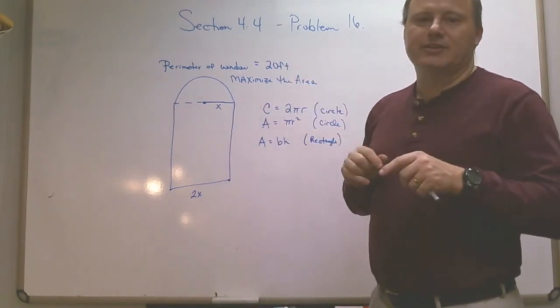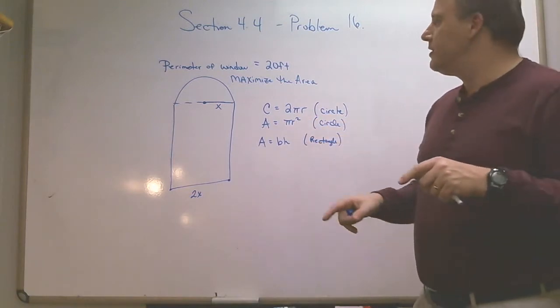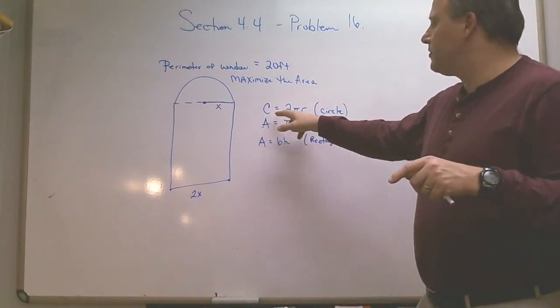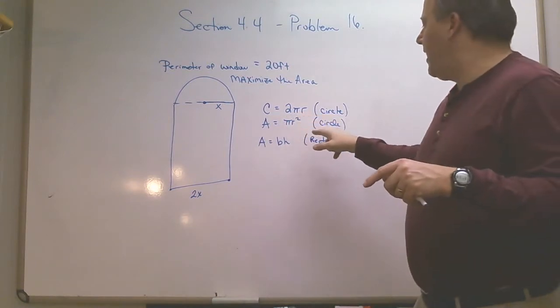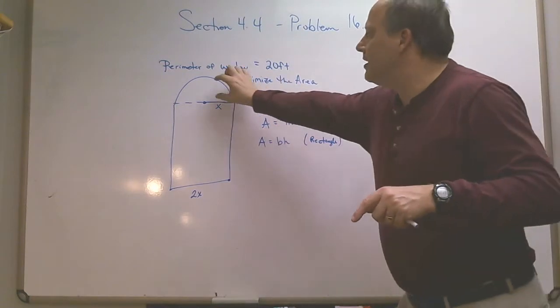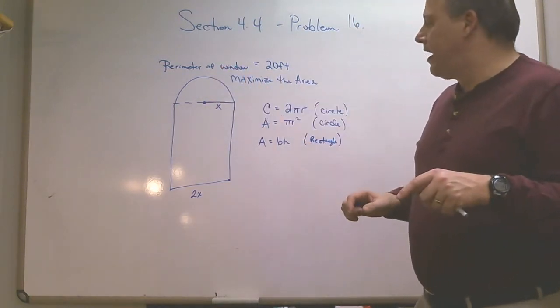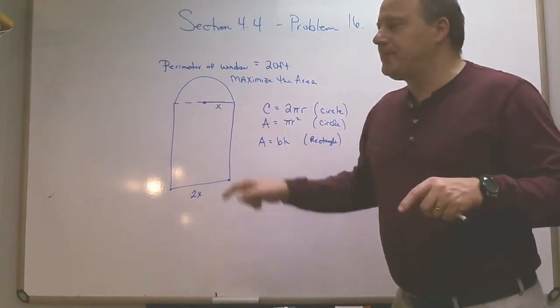So I kind of started some of the problem, and I also wrote a few formulas down to remind you what we need to use. The circumference of a circle is 2 pi r, and the area of a circle is pi r squared. So we'll need these two formulas for the circumference and the area of that half wheel. And then there's the rectangular part of it.